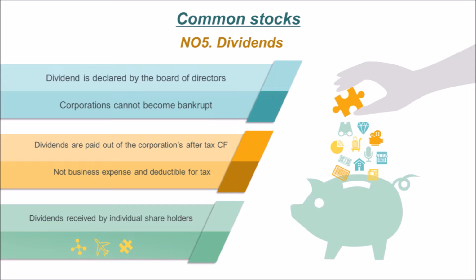Second, dividends are paid out of the corporation's after-tax cash flow. They are not business expenses and are not deductible for corporate tax purposes. And thirdly, dividends received by individual shareholders are taxable. However, corporations that own stock in other corporations are permitted to exclude 70% of the dividend amounts that they receive and are taxed on only the remainder, 30%.